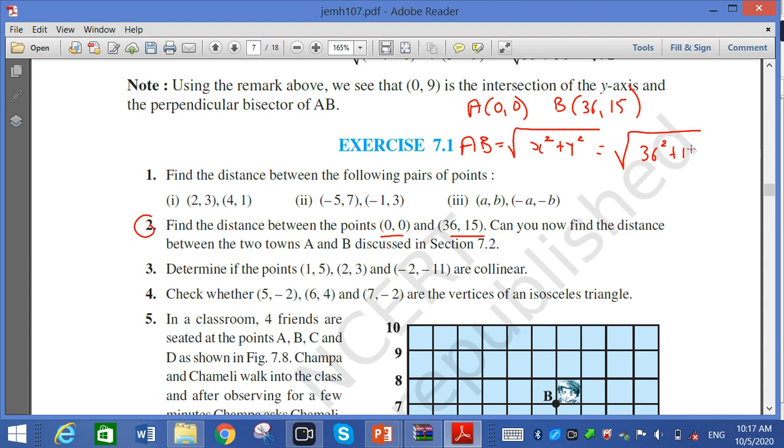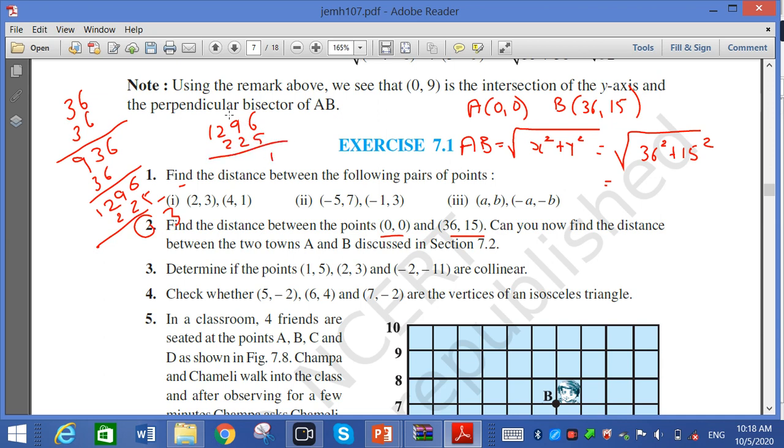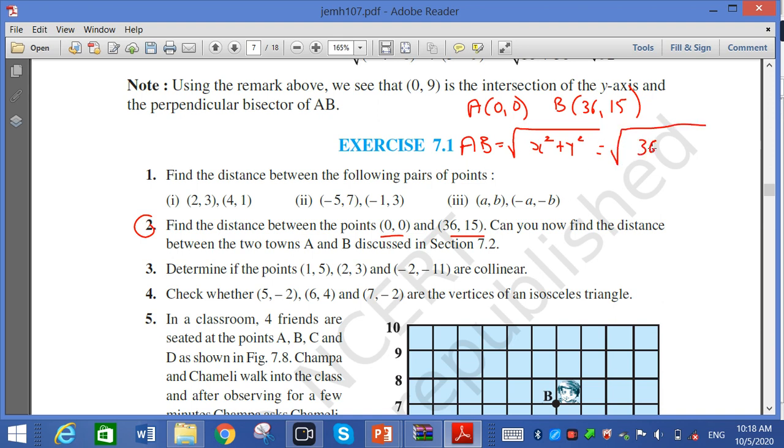So 36 square plus 15 square. 36 square is 36 into 36, that is 1296, and 15 square is 225. That I have to add. So 1296 plus 225 is 1521. So AB is under root 1521.